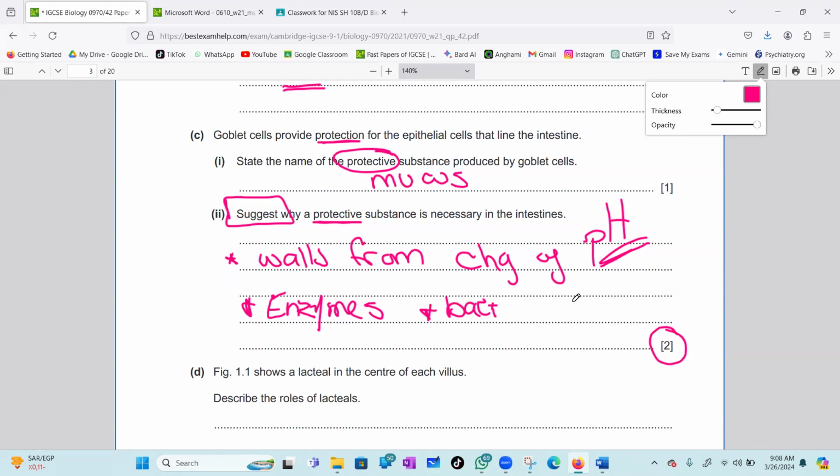How many points do you need to write? You always go look at the number of the marks. You have 2 marks, then you need to write 2 things the mucus protects you from. Okay? A lot of you said it will protect you from bacteria, but you did not give me another form of protection. You also got 1 out of 2.